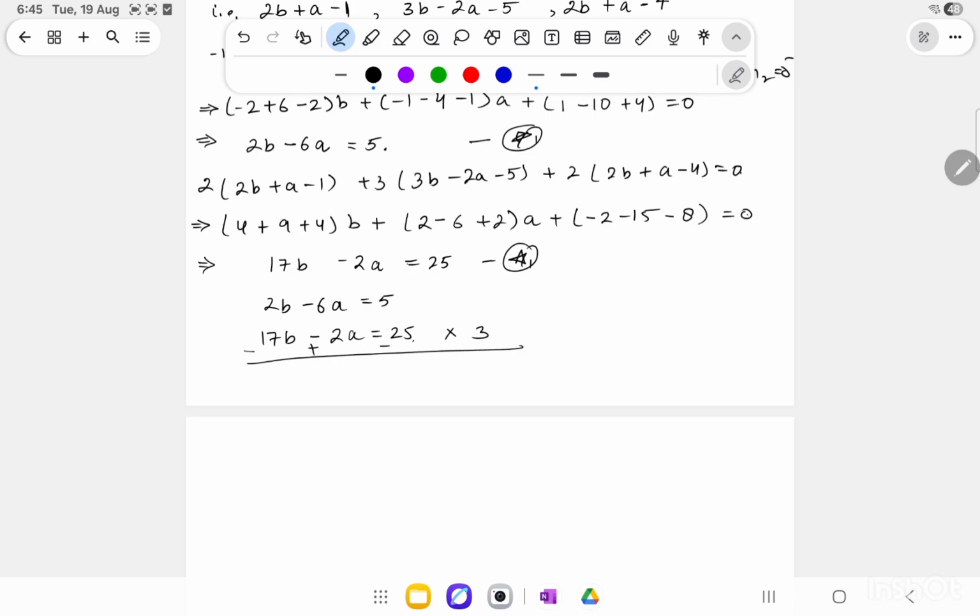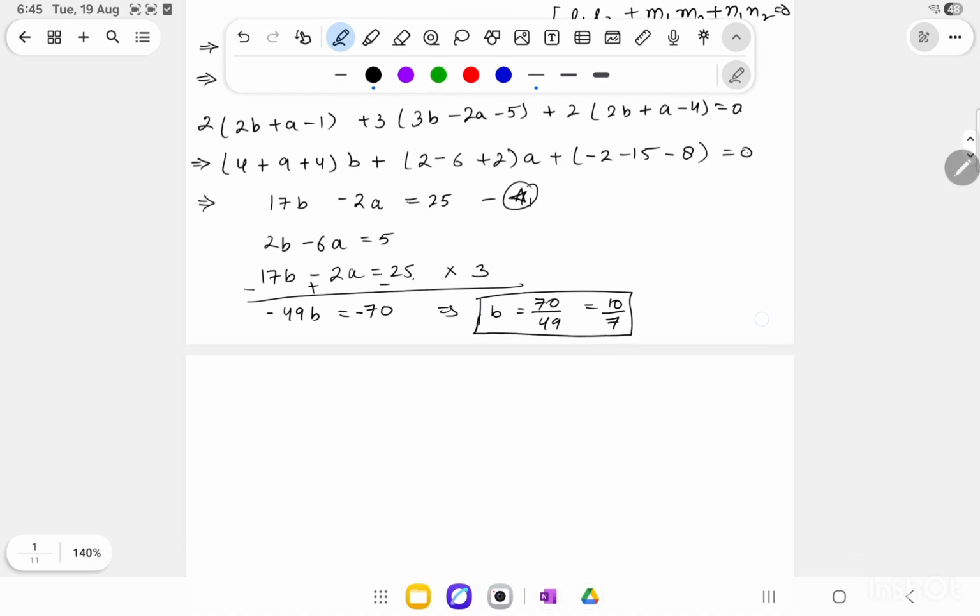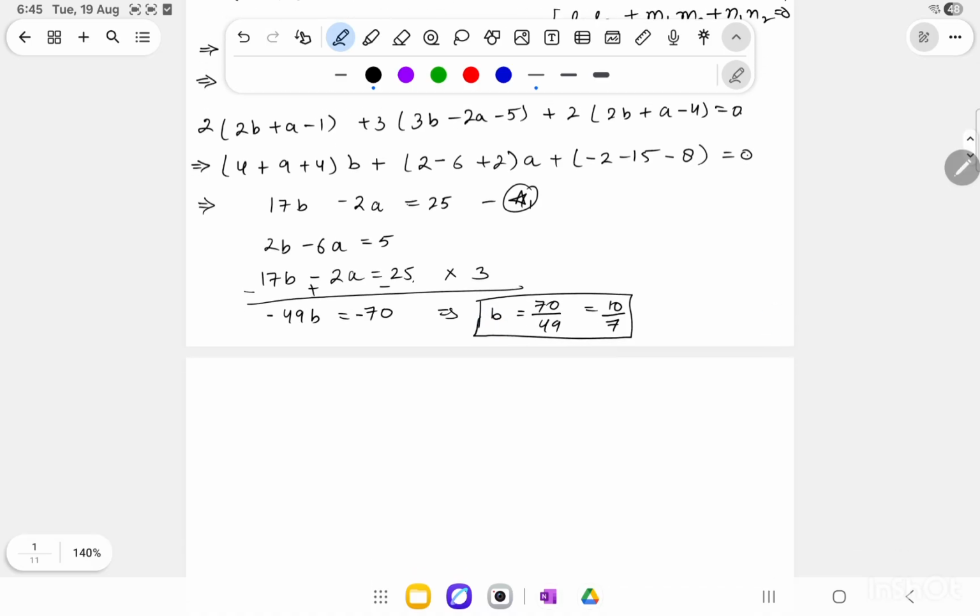17 3s are 51, minus 2, minus 49b equals 70. So minus 70. So my b will be 70 upon 49, which is 10 by 7. So I got my b as 10 by 7. And likewise I can calculate the value of a.